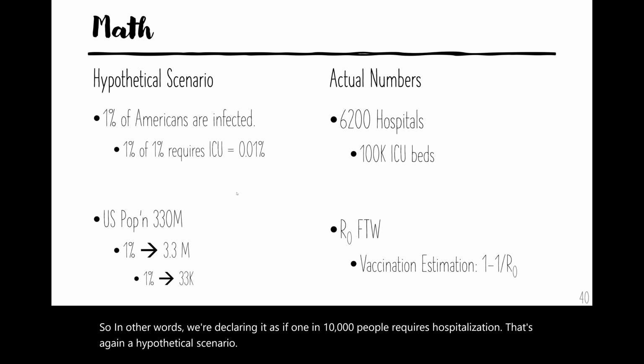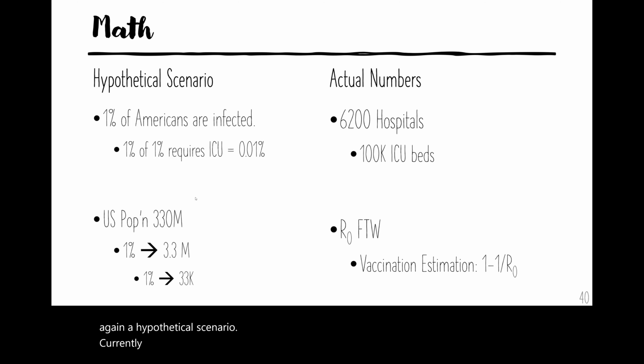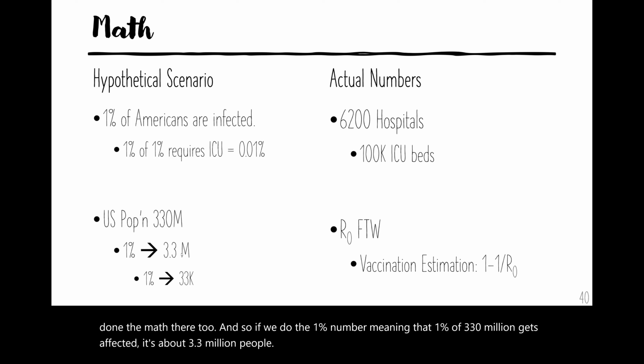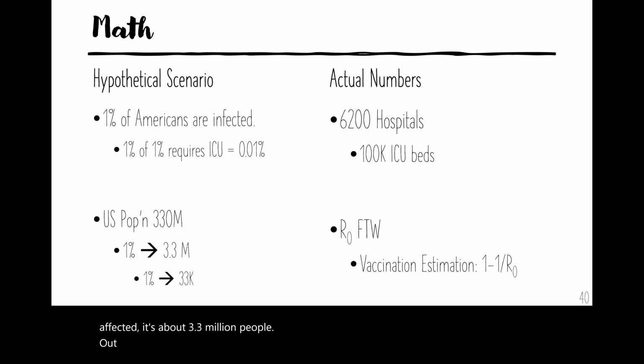Now, currently, our population in the United States is about 330 million, a third of a billion, if you haven't done the math there too. And so if we do the 1% number, meaning that 1% of the 330 million gets affected, it's about 3.3 million people. Now, out of those 3.3 million people, if only 1% of those requires critical care, meaning hospitalization, that makes it about 33,000 people.